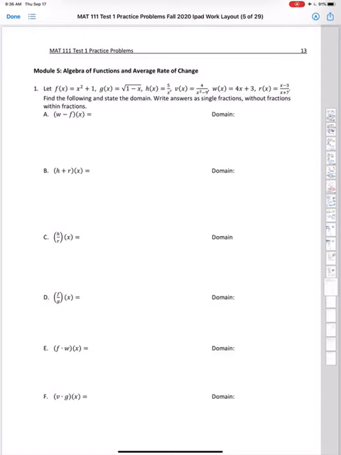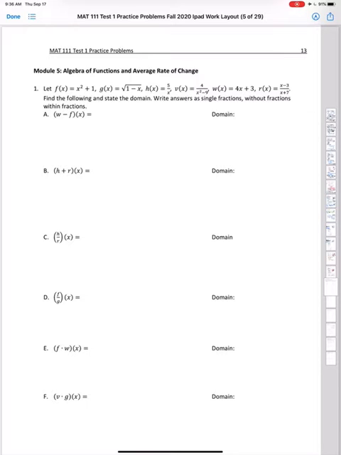At some Module 5 examples. So looking at the algebra of functions here at the beginning. With the algebra of functions, we're going to look at creating sum, difference, product, quotient functions and analyze them, talk about their domain, their characteristics.